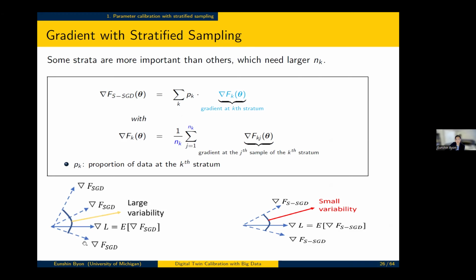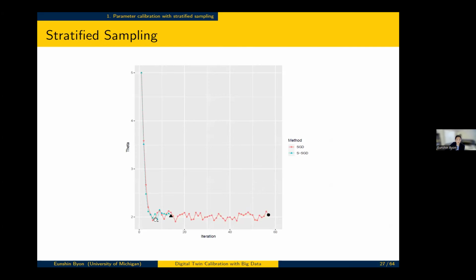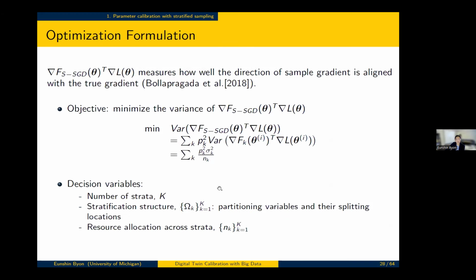In the original SGD, the empirical gradient could vary a lot. But if we use SSGD, stratified SGD, smartly, then we can reduce the variance, so the empirical gradient could be close to the true gradient. So we can reduce the number of iterations in the SGD procedure. Here is one of the examples. Previously, the red case takes time until convergence. But when we use stratified sampling, because we were able to reduce the variance, it converges quite quickly compared to the red case.